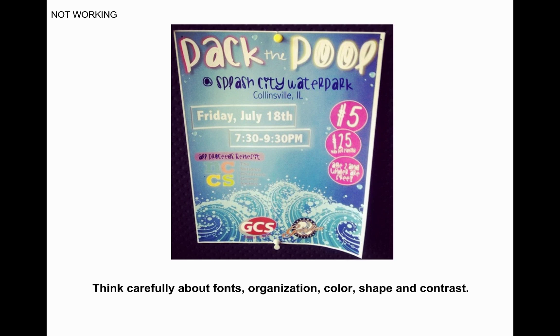The water park information is not very clear, and the whole thing is just very garish and hard to read. It looks as if it's been posted with push pins on a wall, and if you're trying to walk by, something that's bright will certainly catch your attention, and using blue for something that has a water park seems like it might make some sense. But other than that, this is kind of an atrocious design, and if we think about organization, color, shape, contrast, and so forth, we can see why this is not effective.